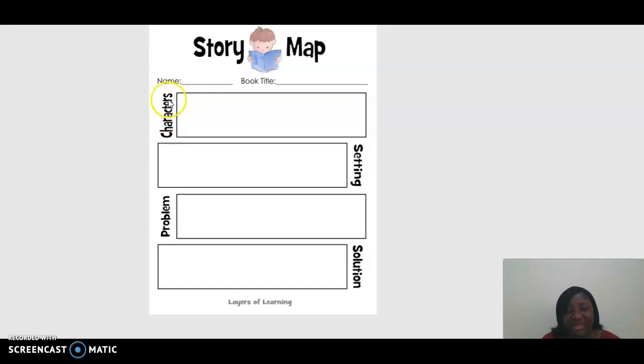See, over here you have characters of a story. We want to see characters of a story outlined all here. The setting of your story needs to be here. The problem in the story needs to be here. And the solution needs to be over here.